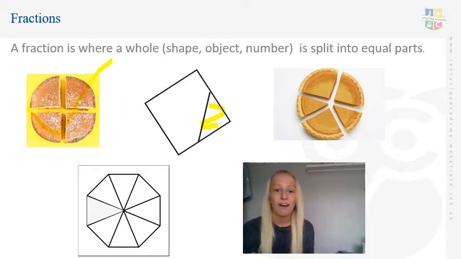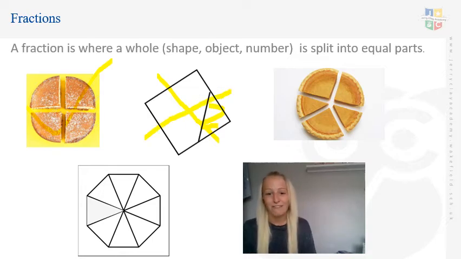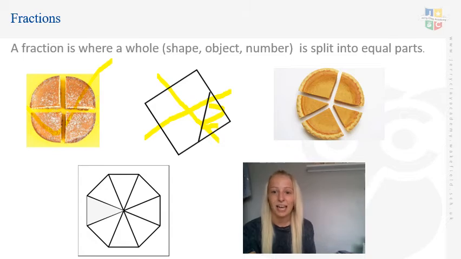So that is not a fraction. So hopefully you spotted that one as not being a fraction. The next one looks a little bit like a flan or a tart or a custard pie.